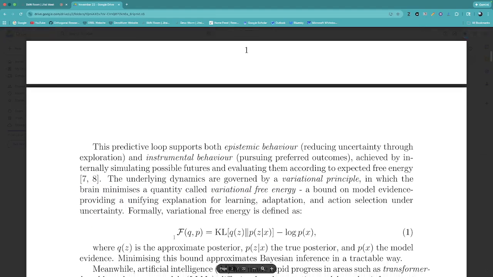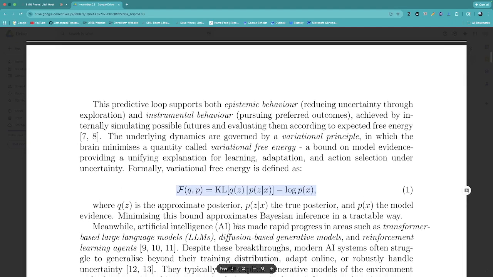So variational free energy is defined by this term here, where Q(z) is the approximate posterior, P(z|x) is the true posterior, and then P(x) is the model evidence. So you have basically the posterior given model evidence, and then the approximate posterior given the true posterior given model evidence. And then you subtract log model evidence, and then you have your KL divergence, and that's your function that you're basically minimizing, which is your variational free energy.